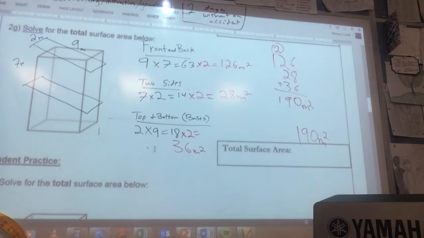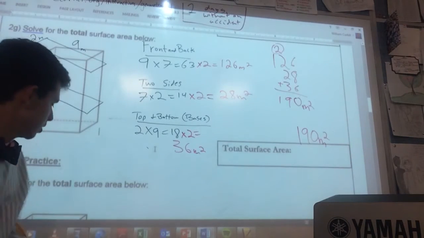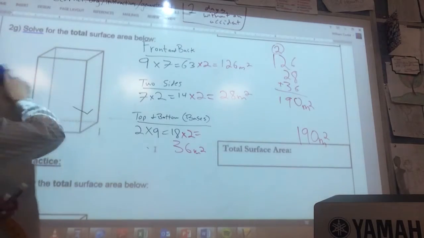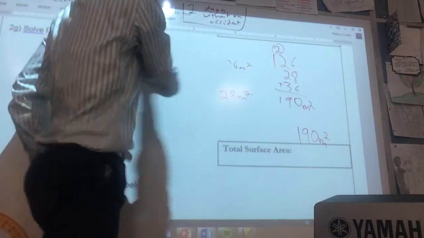2G. Solve for the total surface area below.